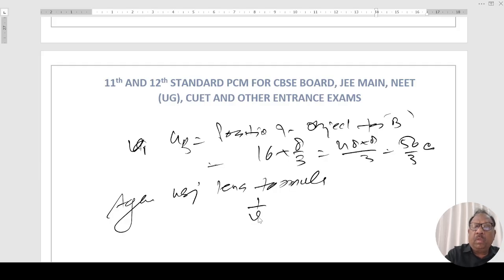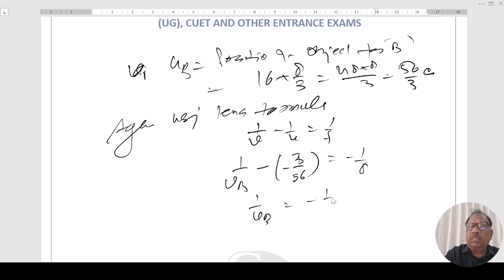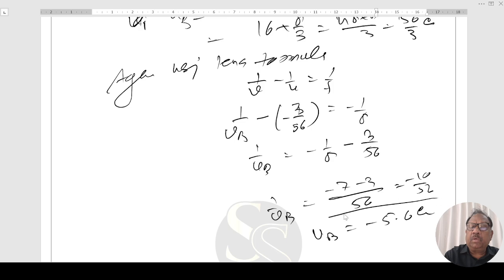So 1 over V minus 1 over U equal to 1 by F. Now we have to find the final position. 1 over VB minus 1 by 56 by 3, so 3 upon 56, equal to minus 1 by 8. 1 over VB equal to minus 1 by 8 plus minus 3 by 56. On simplification, minus 7 minus 3, minus 10 by 56, 1 over VB. VB comes out to be minus 5.6 centimeter.